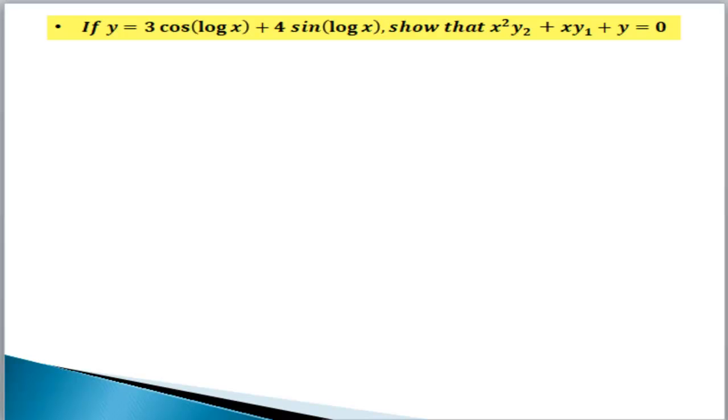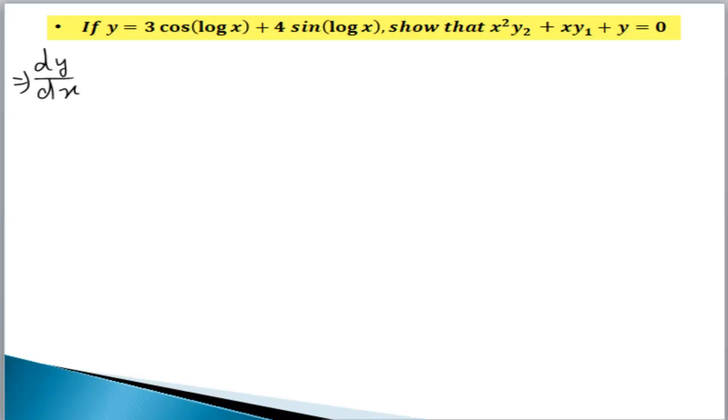Now let us do another one. Over here y is defined, you can see, and you have to show this equation. This is to be met, this is to be proved. So y2 is denoting here second order derivative, y1 is first order derivative. So it is understood we need to differentiate it twice. Let us go for the first order derivative. Let us see what we get.